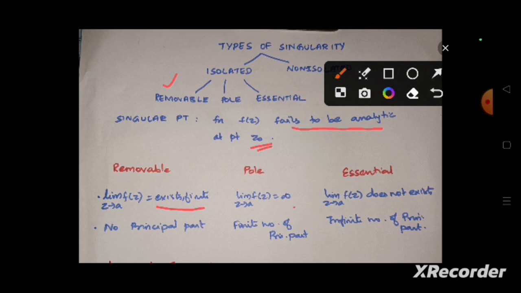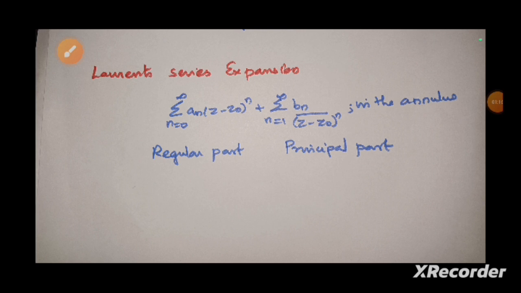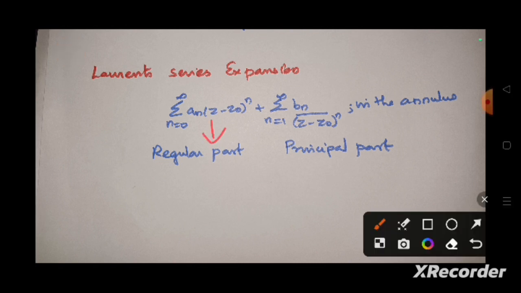Or else we can say if it consists of no principal part, that is removable. A pole means it consists of a finite number of principal parts, and for essential there are an infinite number of principal parts. So let's see what is the principal part. Let's see the Laurent series expansion, which is of the form summation n equal to 0 to infinity a_n (z minus z0)^n plus summation n equal to 1 to infinity b_n divided by (z minus z0)^n in the annulus region. The first is said to be the regular part, and the second is said to be the principal part.